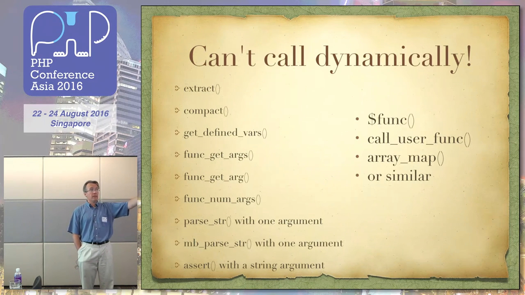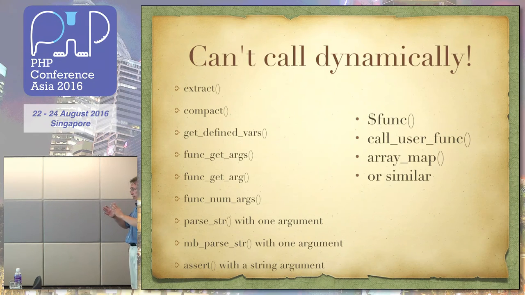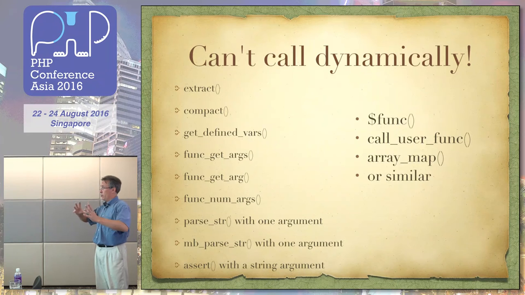I think extract and compact, especially to overwrite variables, is very convenient. Parse_str with one argument, that's also a security feature. If you just call parse_str, it is going to break down and parse a URL, a query string, and return that as an array. But it will only return that as an array if you give the second argument, and that would fill the array with the values it finds.